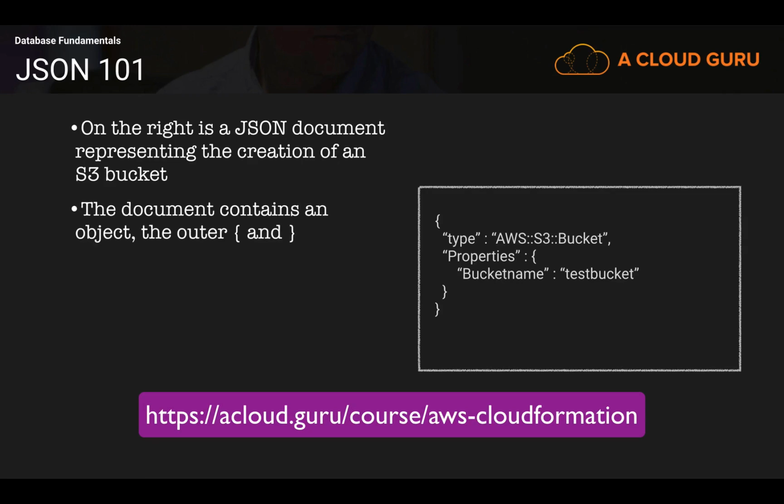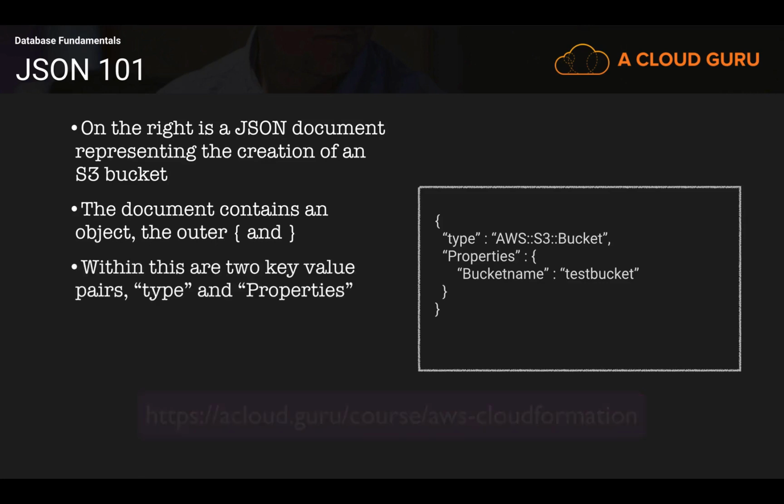So this document is a single object, and that's denoted by the outer curly braces or curly brackets. Within this object are 2 key value pairs. The first is type, and its value is AWS S3 bucket. And in CloudFormation, that denotes the type of object you're trying to create. And the second key value pair is properties. Now the value of properties is another JSON object or JSON schema. So this wider JSON object or JSON schema has a nested JSON schema, and the nested JSON schema is properties.